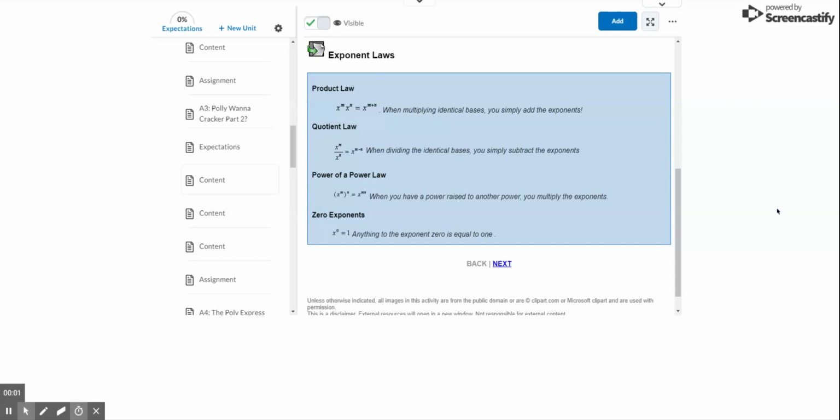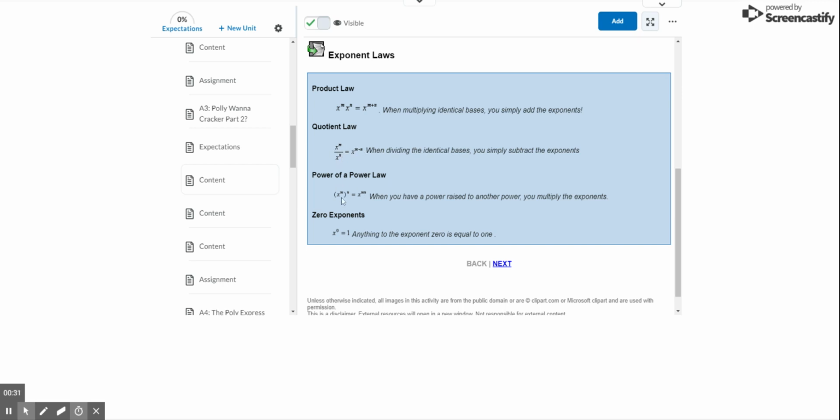We are exploring the exponent laws. Now, our product law means anytime you multiply identical bases, x and x are the same base, you add the exponents. So x to the m times x to the n is x to the m plus n. Your quotient law says if you're dividing identical bases, so x to the m divided by x to the n, remember x is the base, you subtract the exponents.